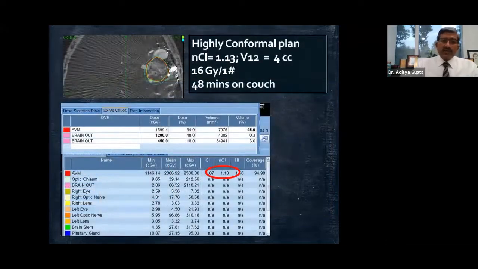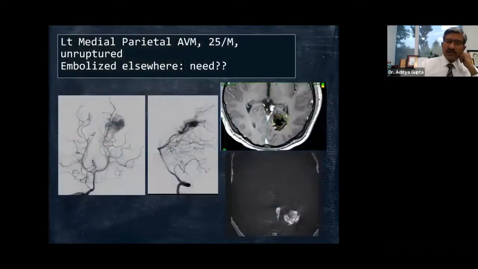Now, doing this kind of contouring, this was an AVM which was 8+ cc in volume, and we decided to treat this using a dose of 16 gray single fraction. And you can see that this was a very nice plan which was developed with a conformity index of 1.13, and the V12 was just about 4 cc, which is a good figure, which will prevent any major complication for this patient.